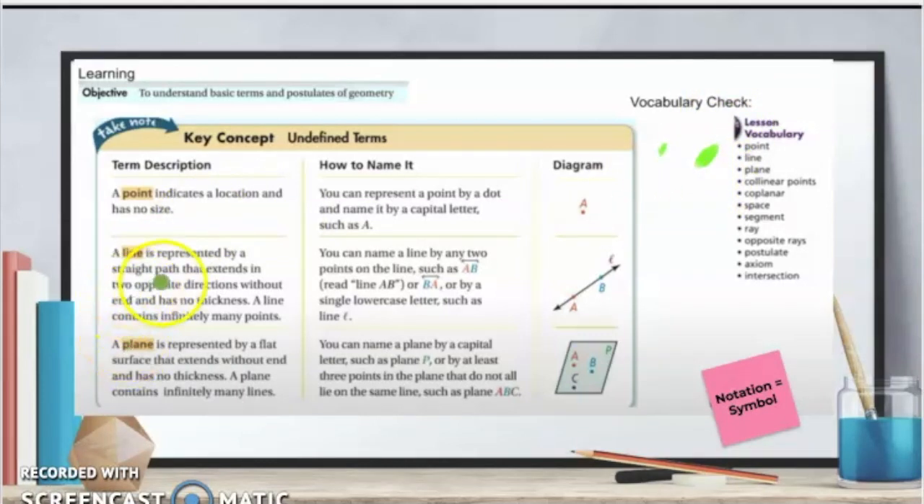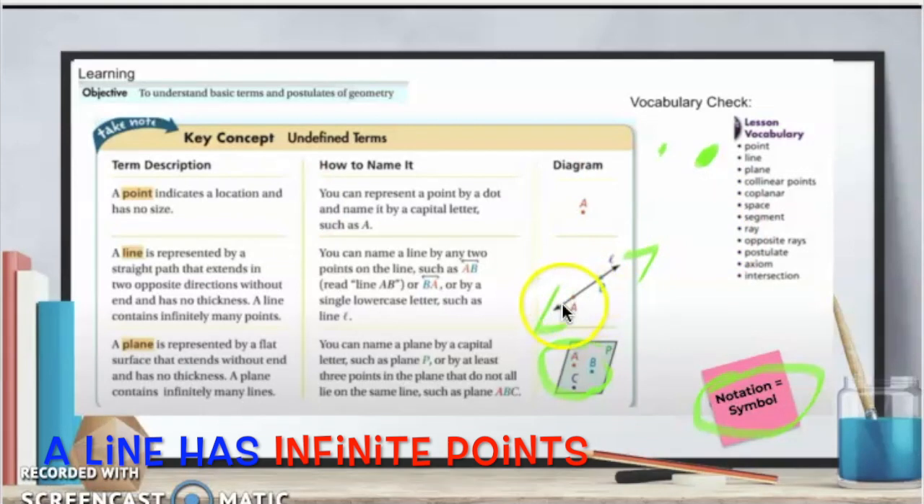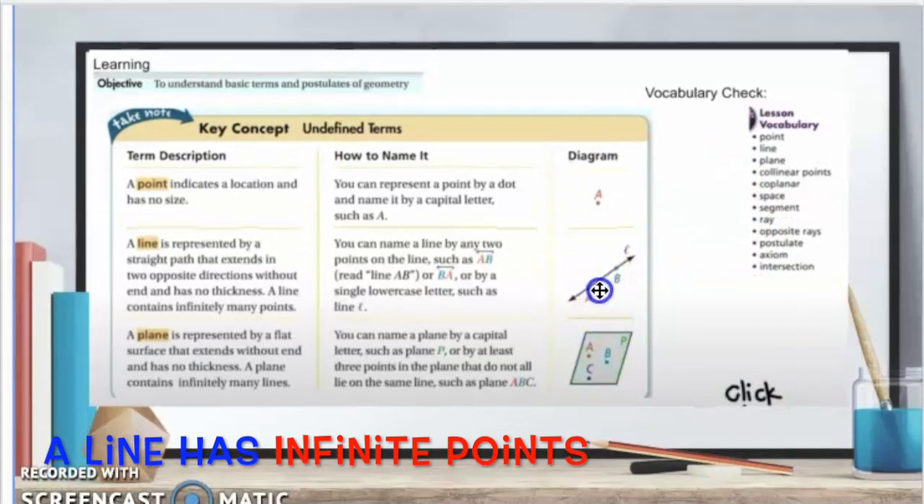A line is represented by a straight path and it extends in both directions. You will notice that we have an arrow on the top and bottom part right here. That means it keeps going forever. It never ends. You only see two points right here. However, if you are asked how many points are on a line, you will say infinite. There are infinite points on a line.